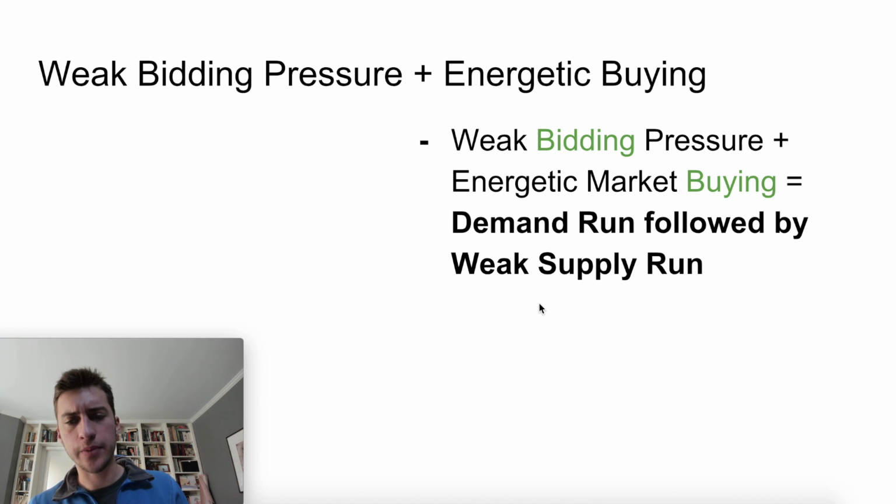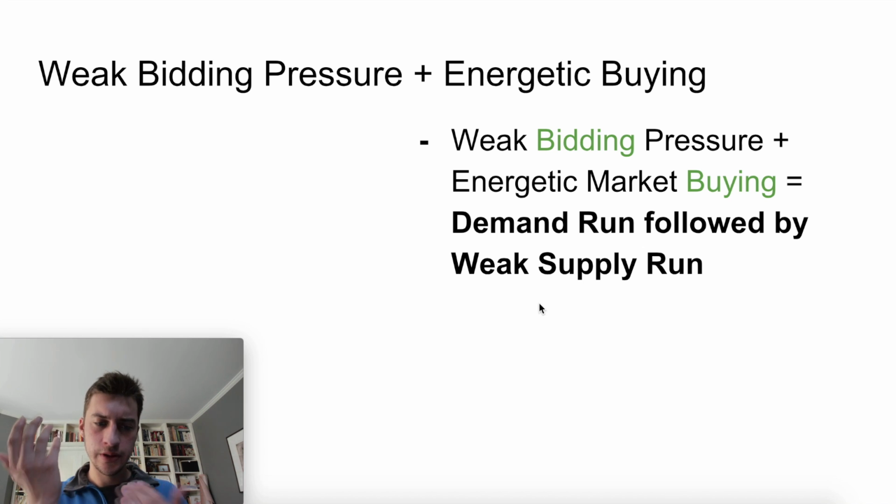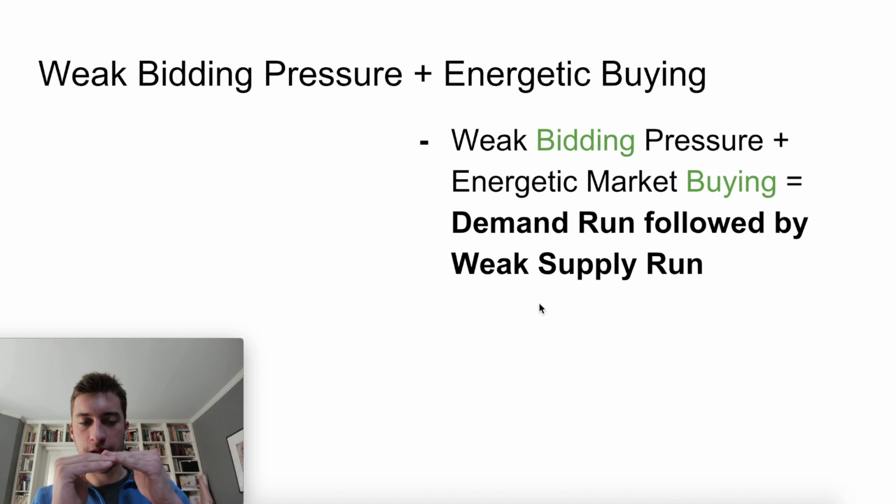Okay, so how about weak bidding pressure and energetic market buying? What I mean here is imagine that there's a lot of market buying and prices going up, but there's really not much bidding pressure that moves upward with price. Traders are buying, but the limit orders themselves, the demand, isn't really rising. Well, this is going to be a present demand run as those market buyers continue to press price up. They press price up until demand eventually meets supply, where all the buyers who wanted to buy have already bought. And when you get that, you're going to get a demand run followed by a likely weak supply run.